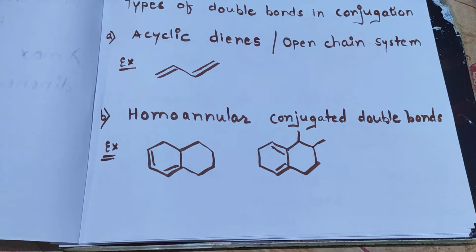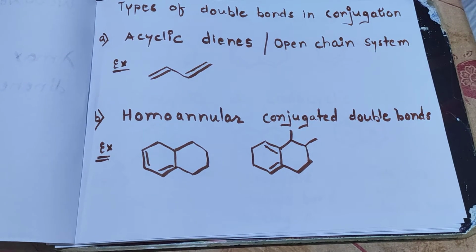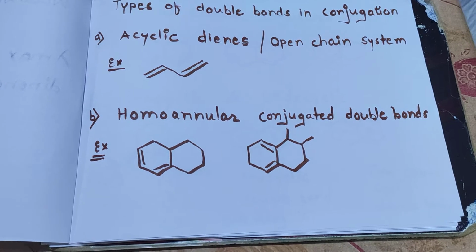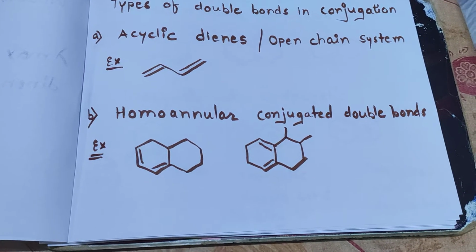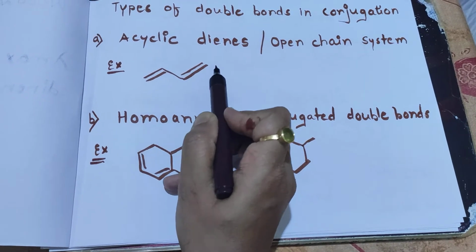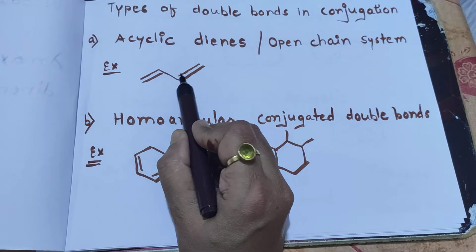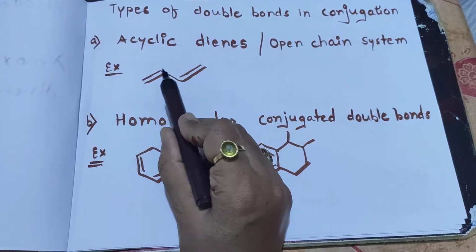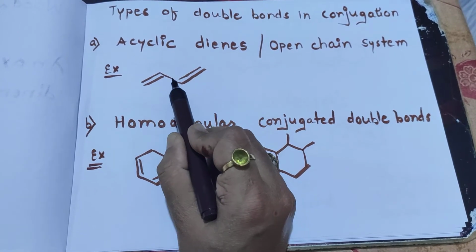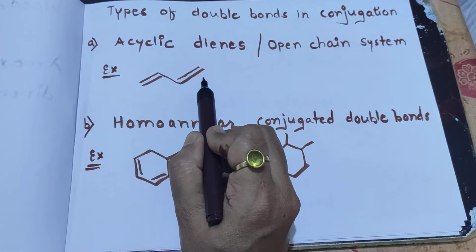The first case is the acyclic dienes, which is also called the open chain system. Here we can observe a conjugated double bond system: double bond, single bond, double bond, and this is simply an open chain system. This is the 1,3-butadiene system.